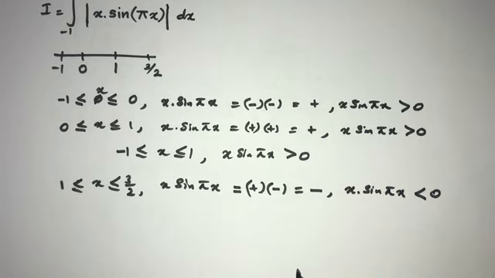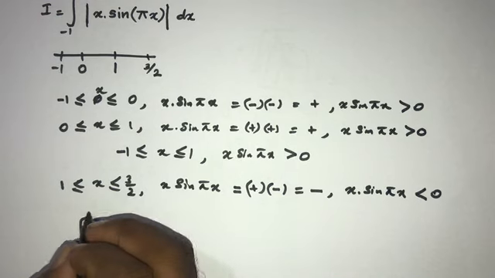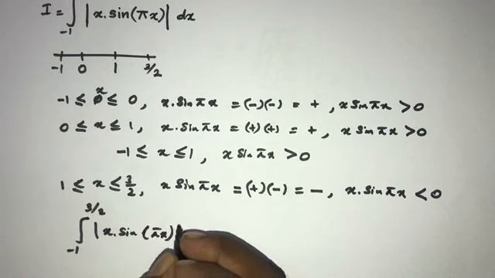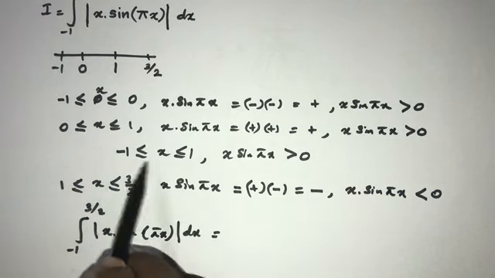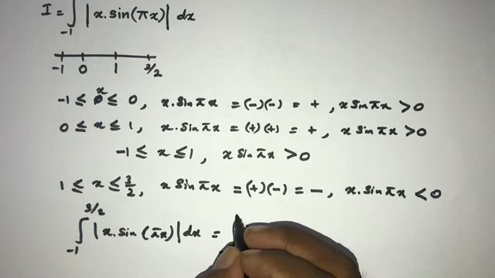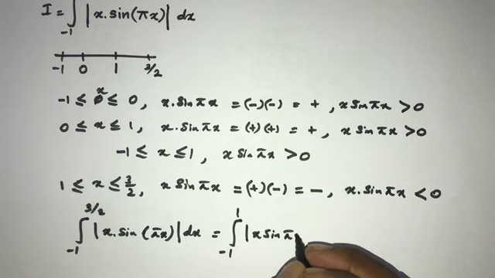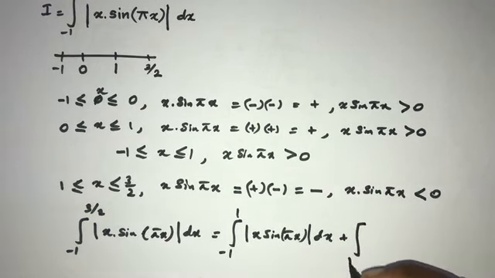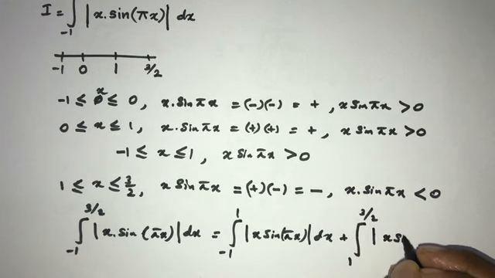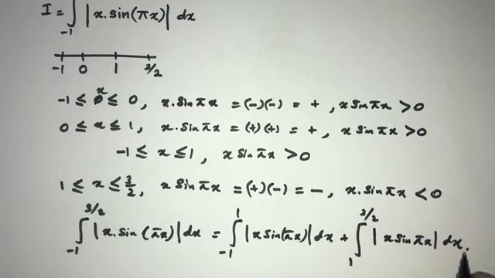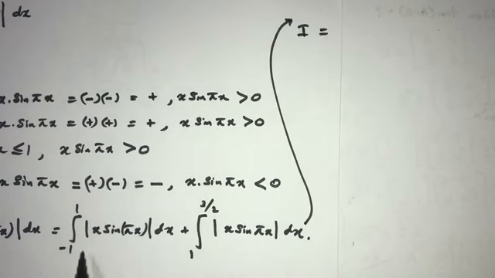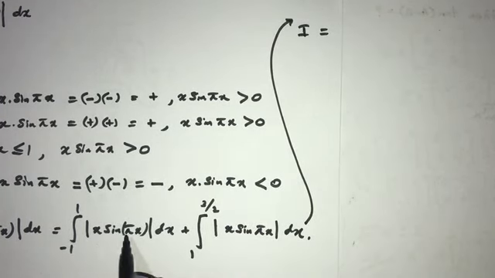Therefore we can write our integral from minus 1 to 3 over 2 of the absolute value of x times sine of pi x dx as the integral from minus 1 to 1 of the absolute value of x times sine of pi x dx, plus the integral from 1 to 3 over 2 of the absolute value of x times sine of pi x dx. Okay, now our integral I is equal to the integral from minus 1 to 1 of the absolute value of x times sine of pi x. We know in this range x times sine of pi x is greater than 0.